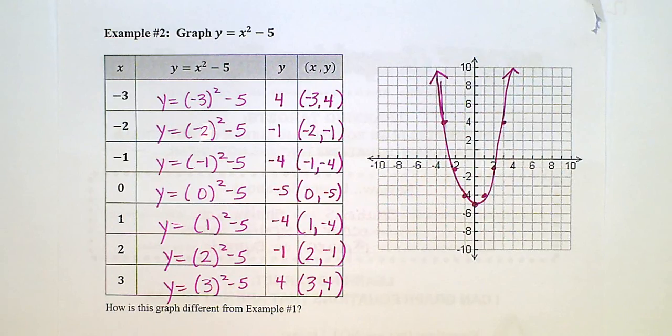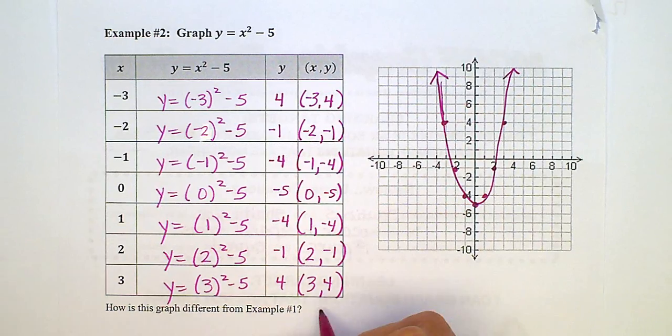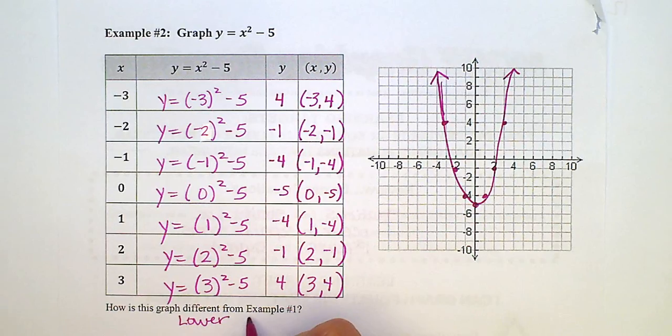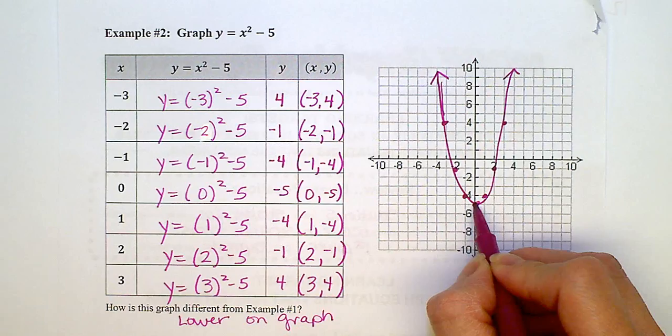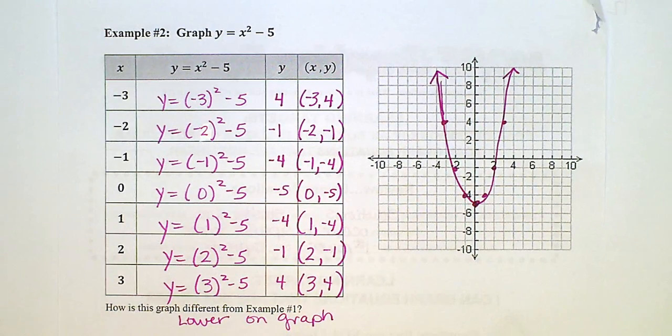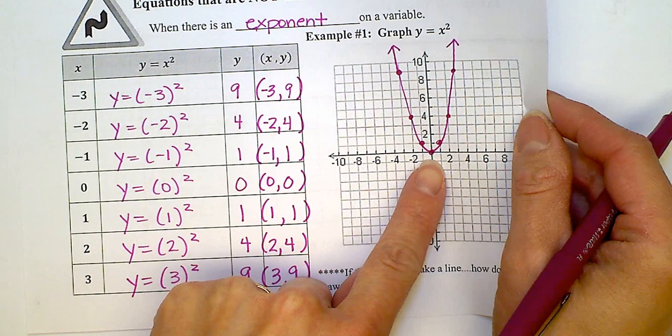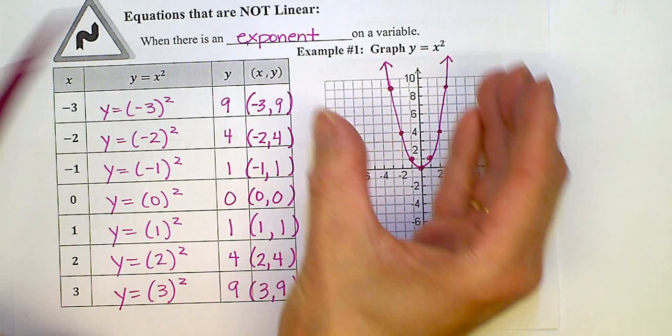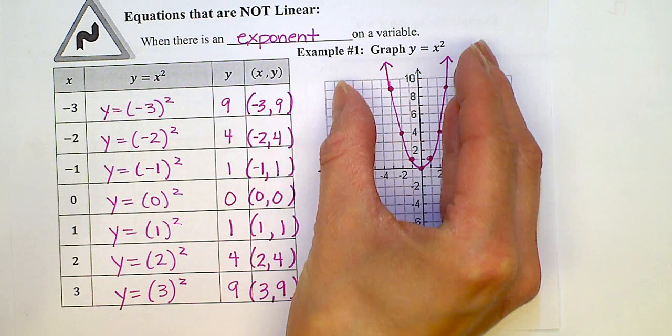Now, if you notice, it says, how is this graph different from example 1? Well, example 1 was a little bit higher. This graph is lower on the graph. And this point right here is all the way at -5. I'm going to flip my paper back over. That was the first example. And notice this middle point was at 0. So it's like taking this shape here and we just slid it down to the 5.